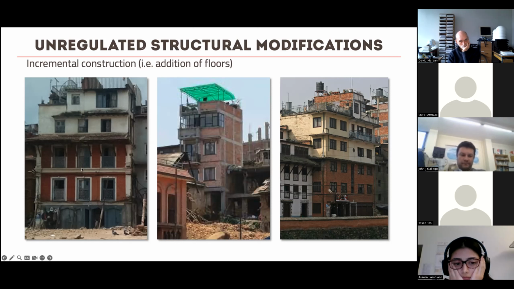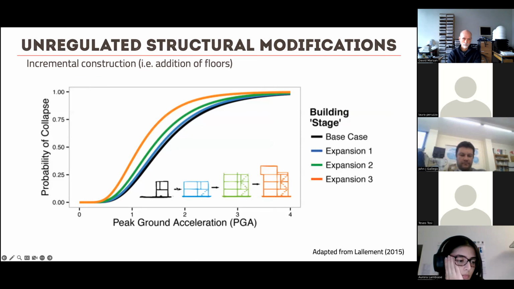But this is very concerning because a lot of this part of the structure was not designed to have 6 stories. Sometimes it was designed just to have 3 stories, like what you see here. So this is what happens. You have 1 story, let's put a little bit more building here, more and more, and then the vulnerability starts to increase.